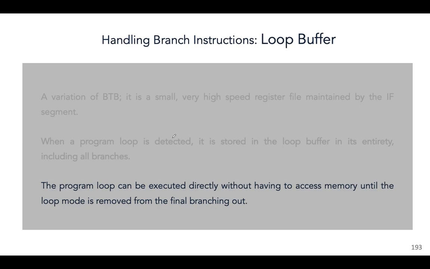That means the next time that loop occurs, memory would not have to be accessed, and you can simply access that specific loop from the loop buffer. It's much faster, plus it makes your memory free to be used by other instructions. Since that specific instruction is not using the memory, some other instruction can use the memory. There will be no conflict, plus it will be faster because this is a very small, high-speed register file.